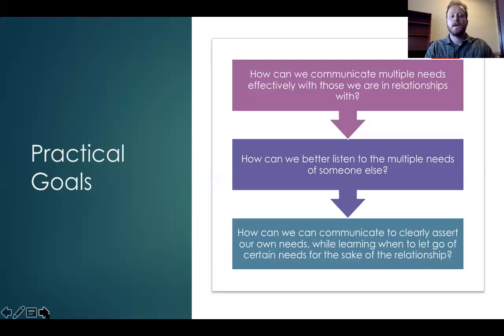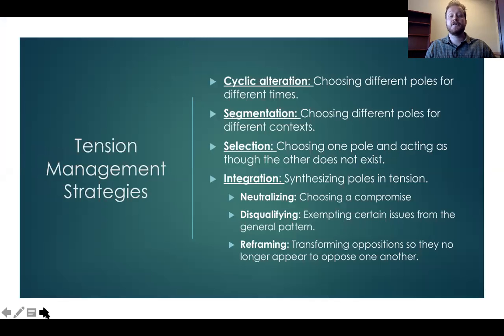So relational dialectics theory has a few tension management strategies: cyclical alteration, segmentation, selection, integration, and then under integration, three subcategories of neutralizing, disqualifying, and reframing. So cyclical alteration is choosing different poles at different times. So we look at the dialectical tension, autonomy, and connection. You're looking about how you move across the poles as the relationships develop over time. Maybe you had extreme autonomy when you started a relationship, but then you leaned more towards strategies of connection or forms of communication where you really wanted to connect as you develop that relationship over time.